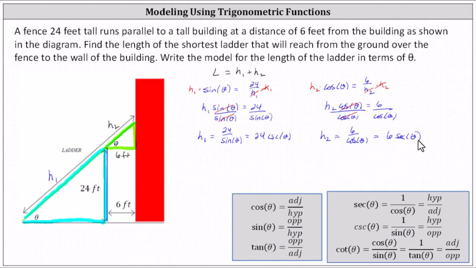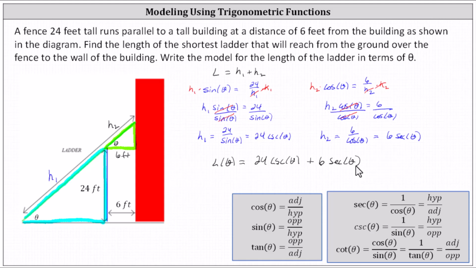So again, the length of the shortest ladder is L equals h sub 1 plus h sub 2, which is a function of theta. Let's express L as L of theta equals, we could say 24 divided by sine theta plus 6 divided by cosine theta, or 24 cosecant theta plus 6 secant theta.